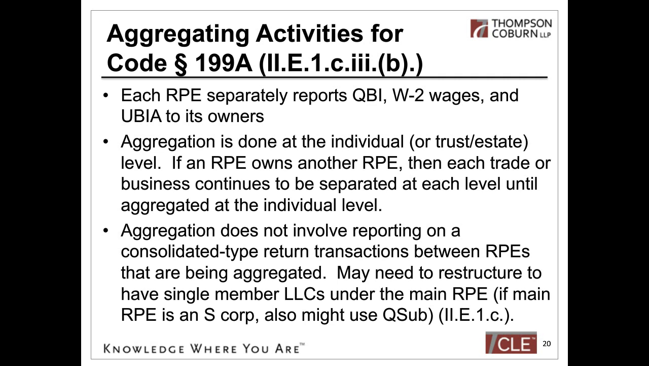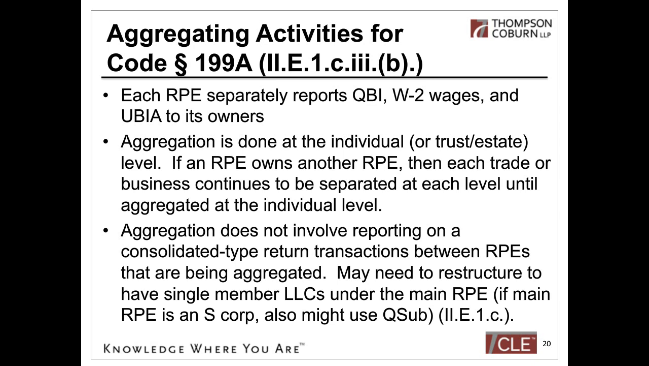So what happens is that each individual will take all these K1s that he or she gets, and will say, okay, these two businesses are closely related, which we're going to talk about in a moment, what qualifies. So I'm going to add their qualified business income together. I'm going to add their wages together, and I am going to add their property together.